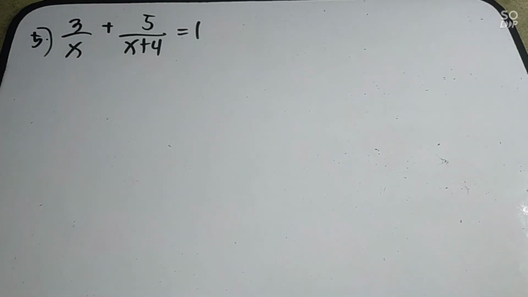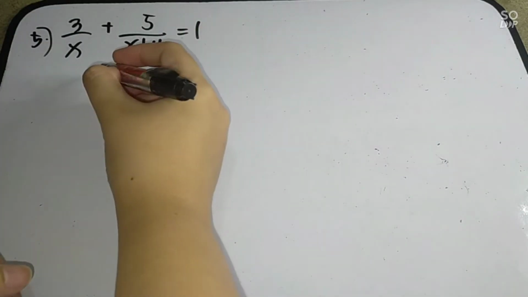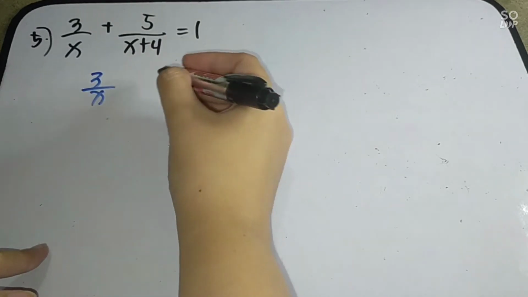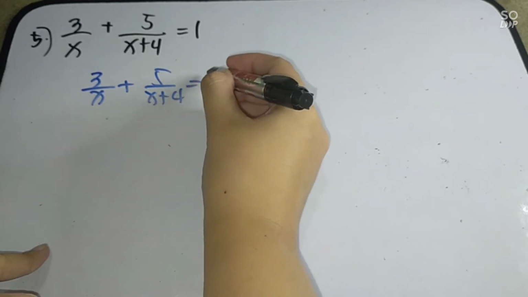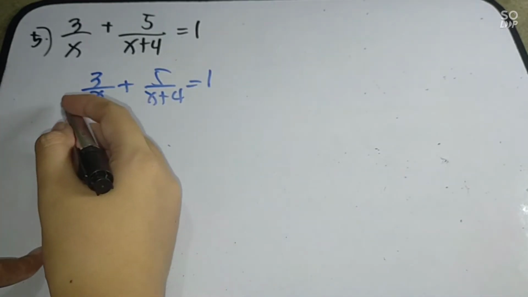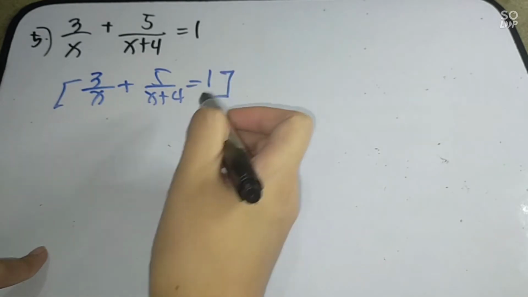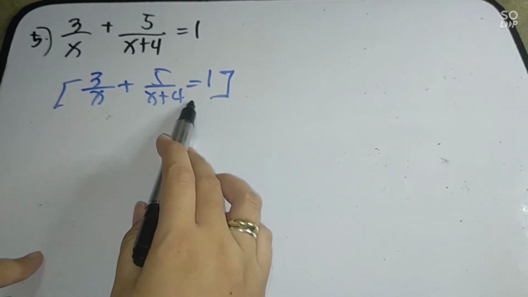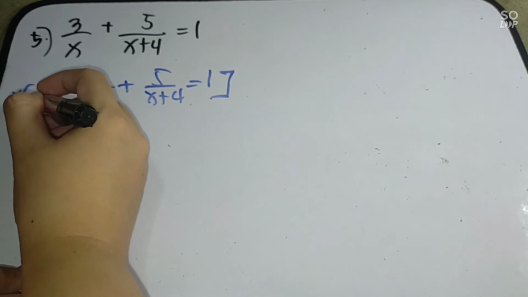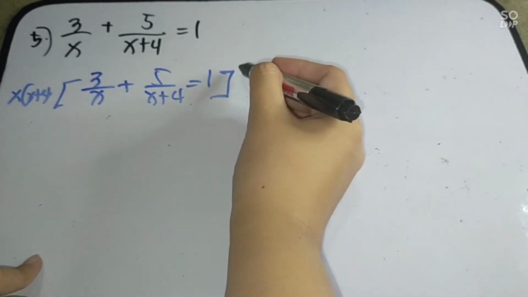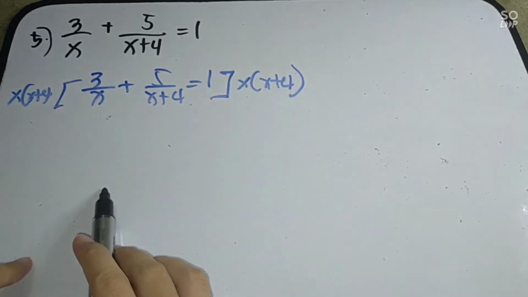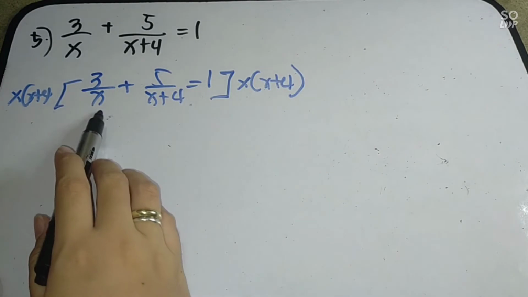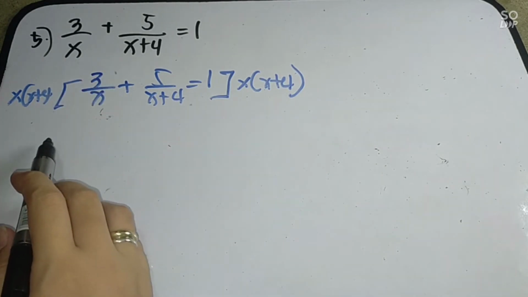Since we have a rational equation here, we are going to find for the LCD. So, we have here 3 over x plus 5 over x plus 4 is equal to 1. Let us find the LCD. So, the LCD of this equation is x times x plus 4. So, multiply it by x times x plus 4. Then, afterwards, you are going to divide it to your denominator, then multiply to your numerator.